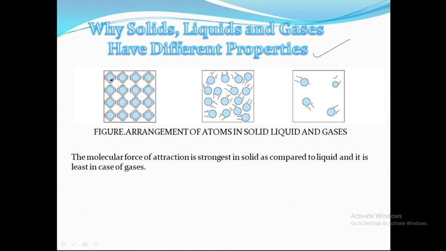So see, in solid, the force of attraction between the atoms is maximum. There is a very strong force of attraction between the different molecules. Due to this strong force of attraction in solid, these molecules cannot move freely. And since these molecules cannot move freely, solid has a definite shape and a definite volume.